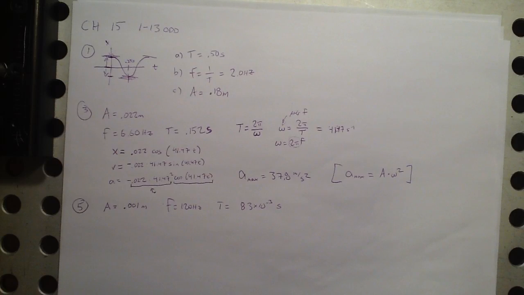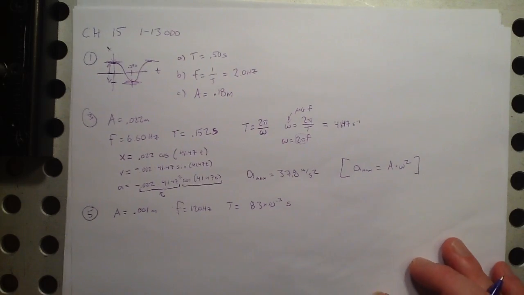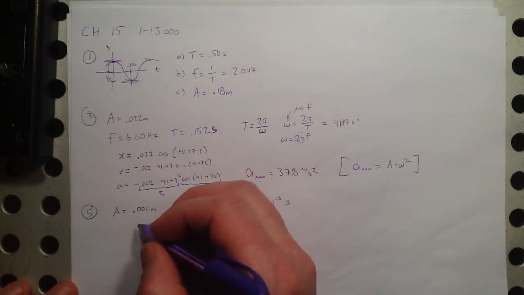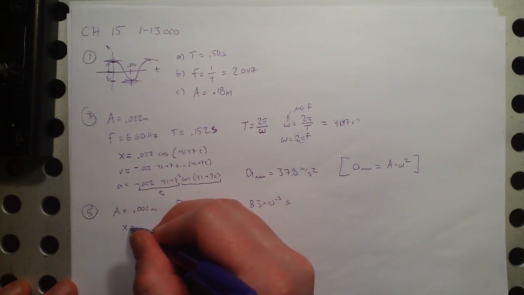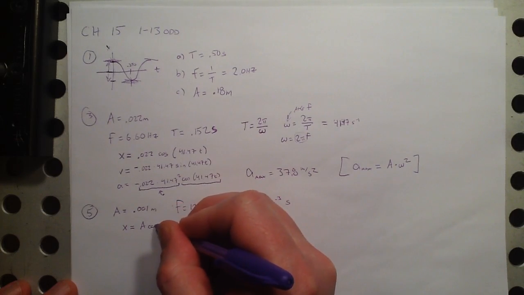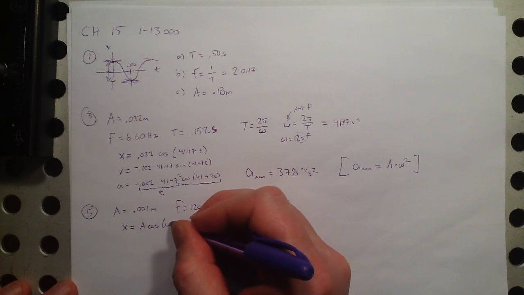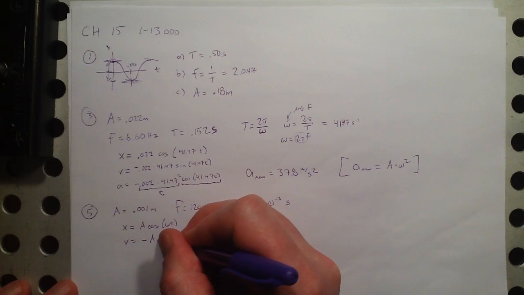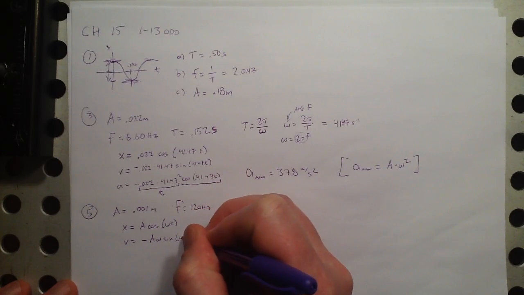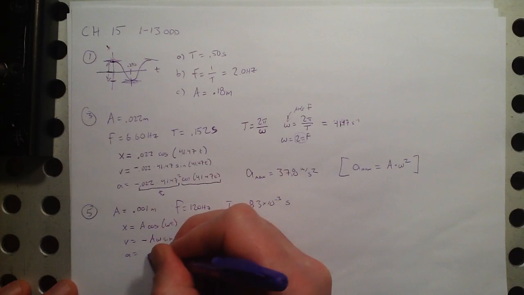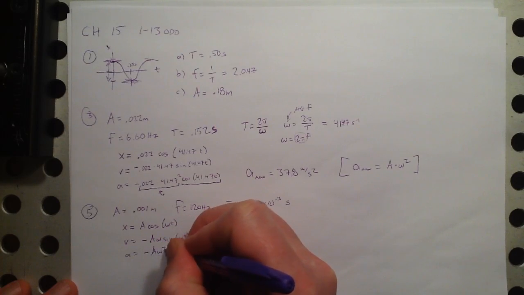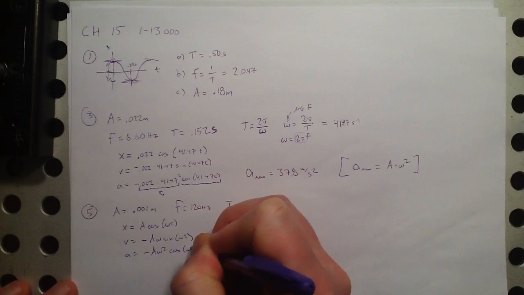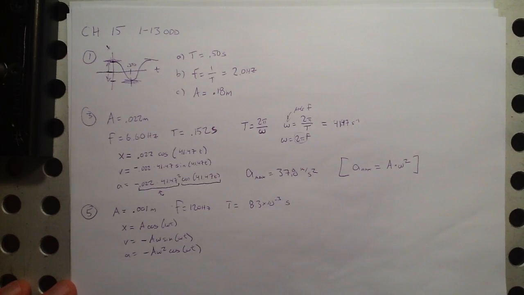We want to find the amplitude, maximum blade speed, and the magnitude of the maximum acceleration. So kind of similar to number 3. Same idea here. If x is equal to A cosine omega t, then velocity is equal to negative A omega sine omega t, and acceleration is equal to negative A omega squared cosine omega t.